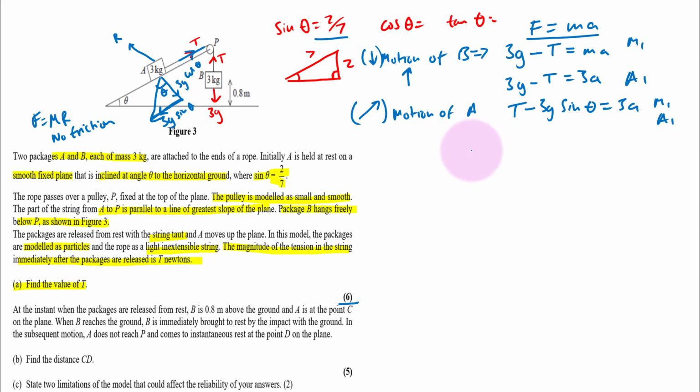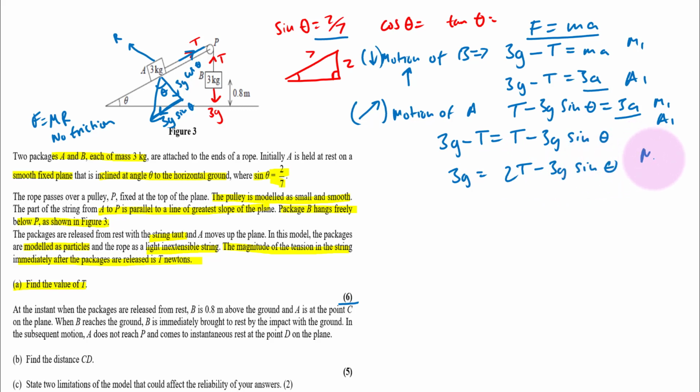But we've got 2 formulas in terms of T here. Right, now we've got 3A and 3A, they equal each other. So you've got 3g minus T is going to equal T minus 3g sine theta. Okay, because these both equal 3A, so these two equal exactly the same. So let's add T on both sides. So we're going to get 3g equals 2T minus 3g sine theta.